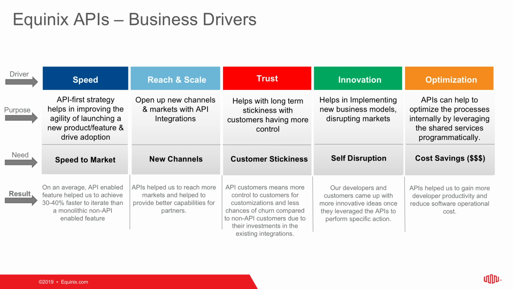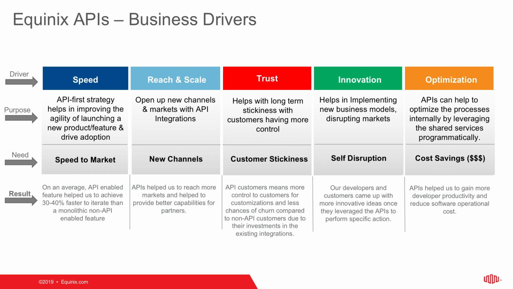The third one was trust. Being in the enterprise business of providing services to customers, one of the key parts is trust with our customers, where we have provided key capabilities as APIs for integration, and now it's about customer stickiness. Customers see a direct value in our services.